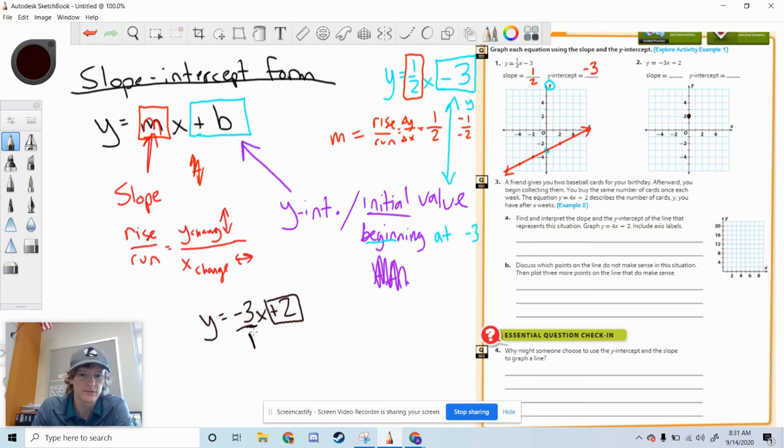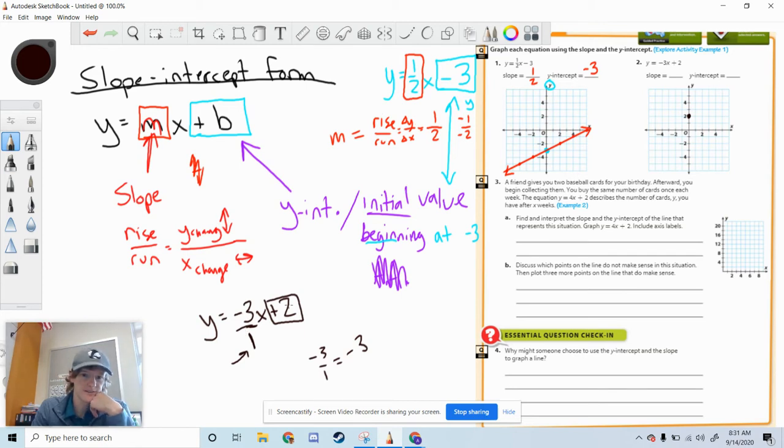But do note that this, written as a fraction, is negative 3 over 1. So I'm going to put this little 1 right here, so that I know this is negative 3 wholes. Negative 3 over 1 equals negative 3. We put that 1 there so we know we're going to the right by 1 every time.